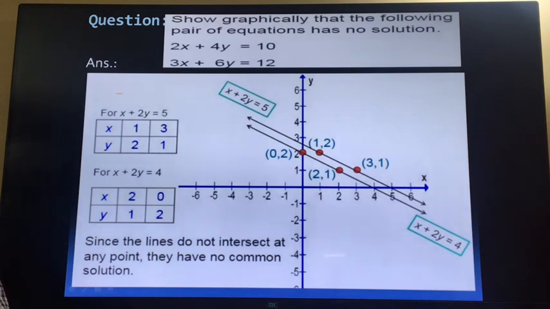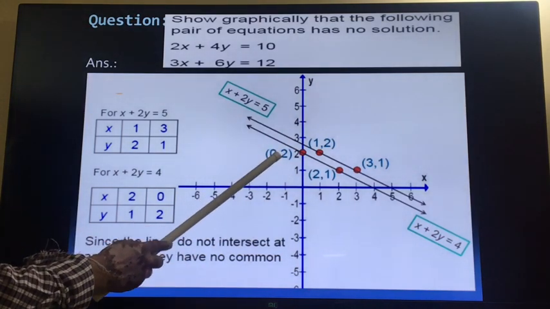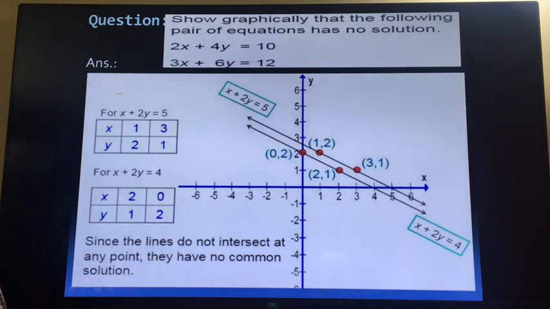After plotting the graph of these two equations, what we are observing is that both the lines are coming parallel to each other. So both the lines are not intersecting, so they have no solution. Whenever the lines intersect, they will have solutions. In this case, both the lines are parallel, so they are not intersecting, and they are not having any solution. Right? So this is the graph for no solution. And we can say the system is inconsistent, because there is no solution.